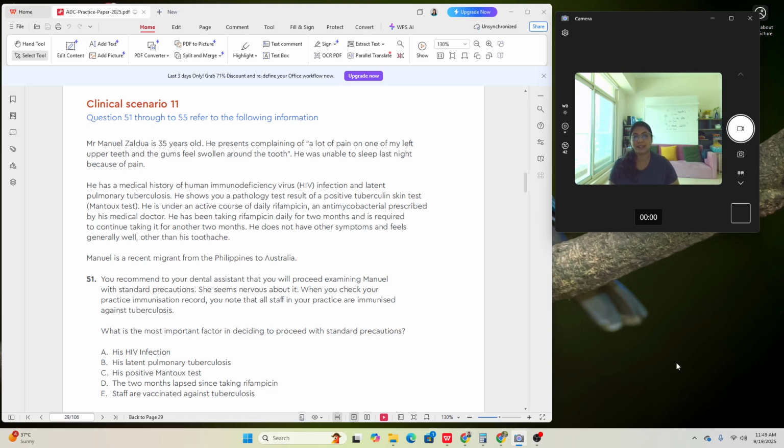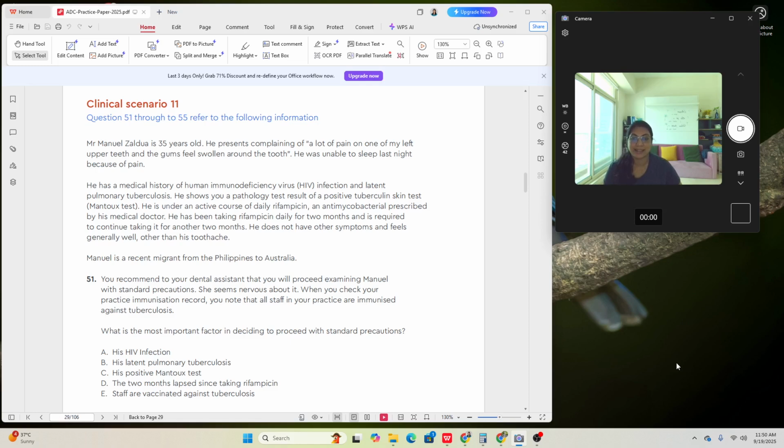This patient has latent tuberculosis. If it was active, then you would have had to take precautions for airborne transmission, or probably you could have just referred the patient to an emergency hospital setting to avoid the airborne contamination. But he has latent tuberculosis and he's also taking antibiotics, and 2 months have already gone for that. Now, what is the most important factor in deciding to proceed with standard precautions? Why do you still choose standard precautions and not airborne precautions or other advanced methods of precaution?